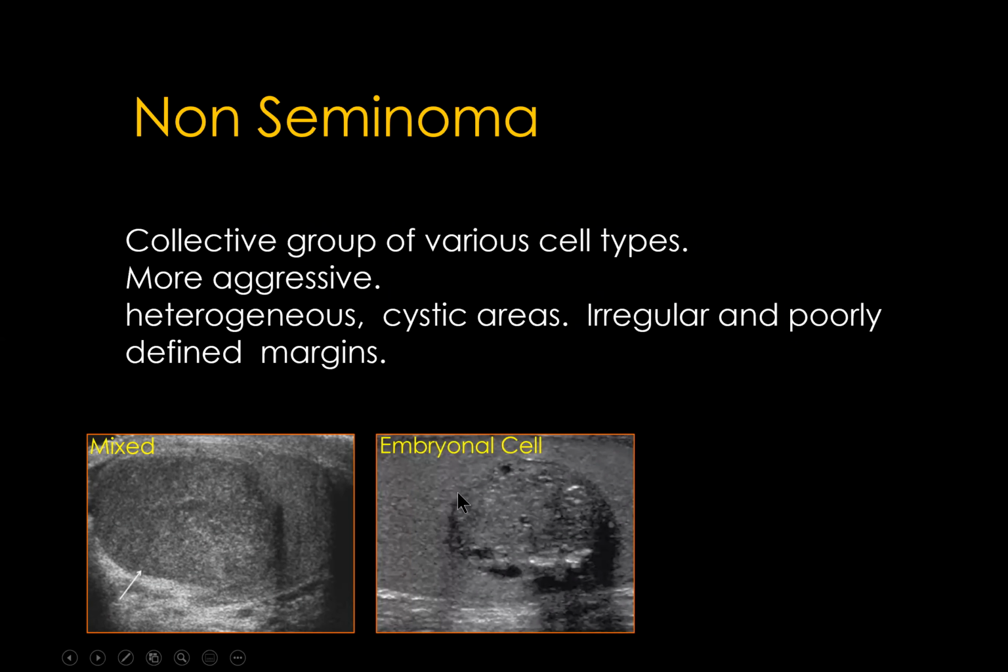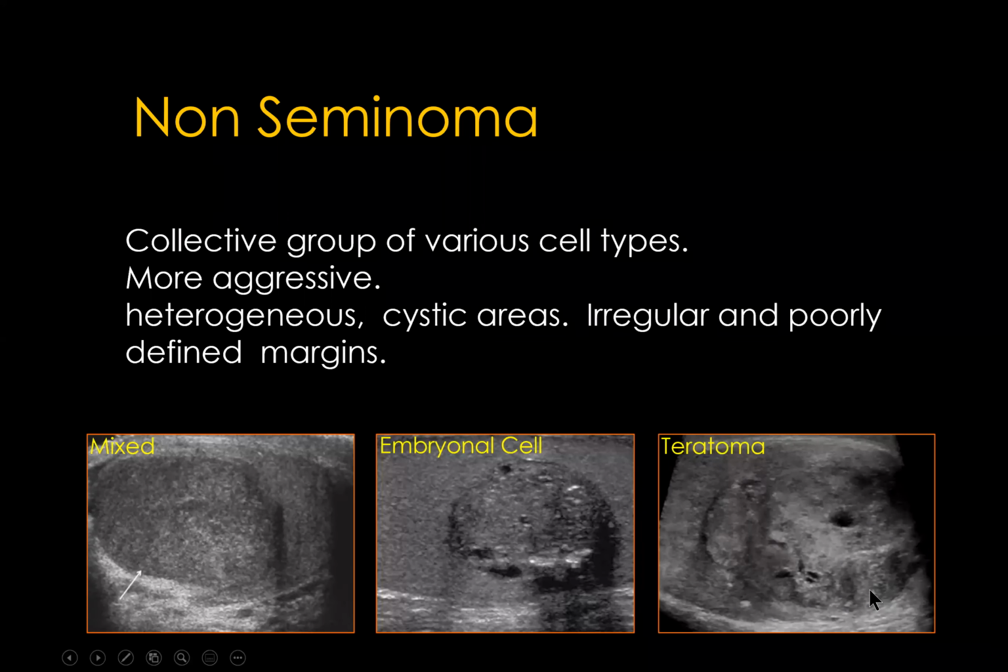And this is pure embryonal cell carcinoma. It is the most aggressive primary germ cell tumor. It is heterogeneous and well-defined in these areas and ill-defined in these areas where it is invading the tunica albuginea and adjacent structures. And this is an example of a large teratoma occupying a large area of the testis. It is heterogeneous, showing areas of cystic degeneration and areas of calcifications with ill-defined margins.